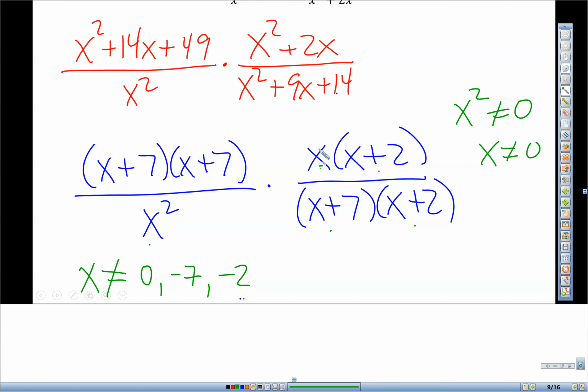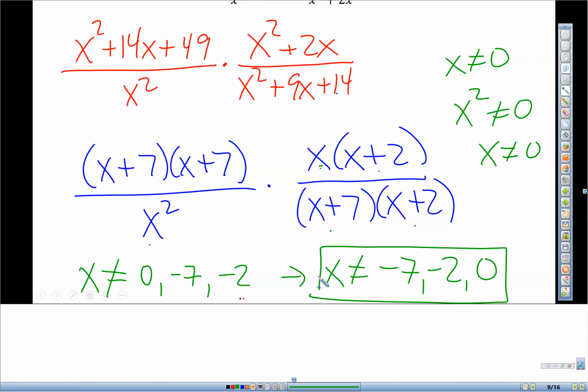Then we hit x, so again, x can't be 0. We've already got 0 though, don't need to write it again, and we have another x plus 2, so that's going to give us another negative 2, which we don't have to write again. Least to greatest, that is going to be x can't be negative 7, negative 2, or 0, like so. So now I'm going to go back and I am going to look at reducing my common factors.